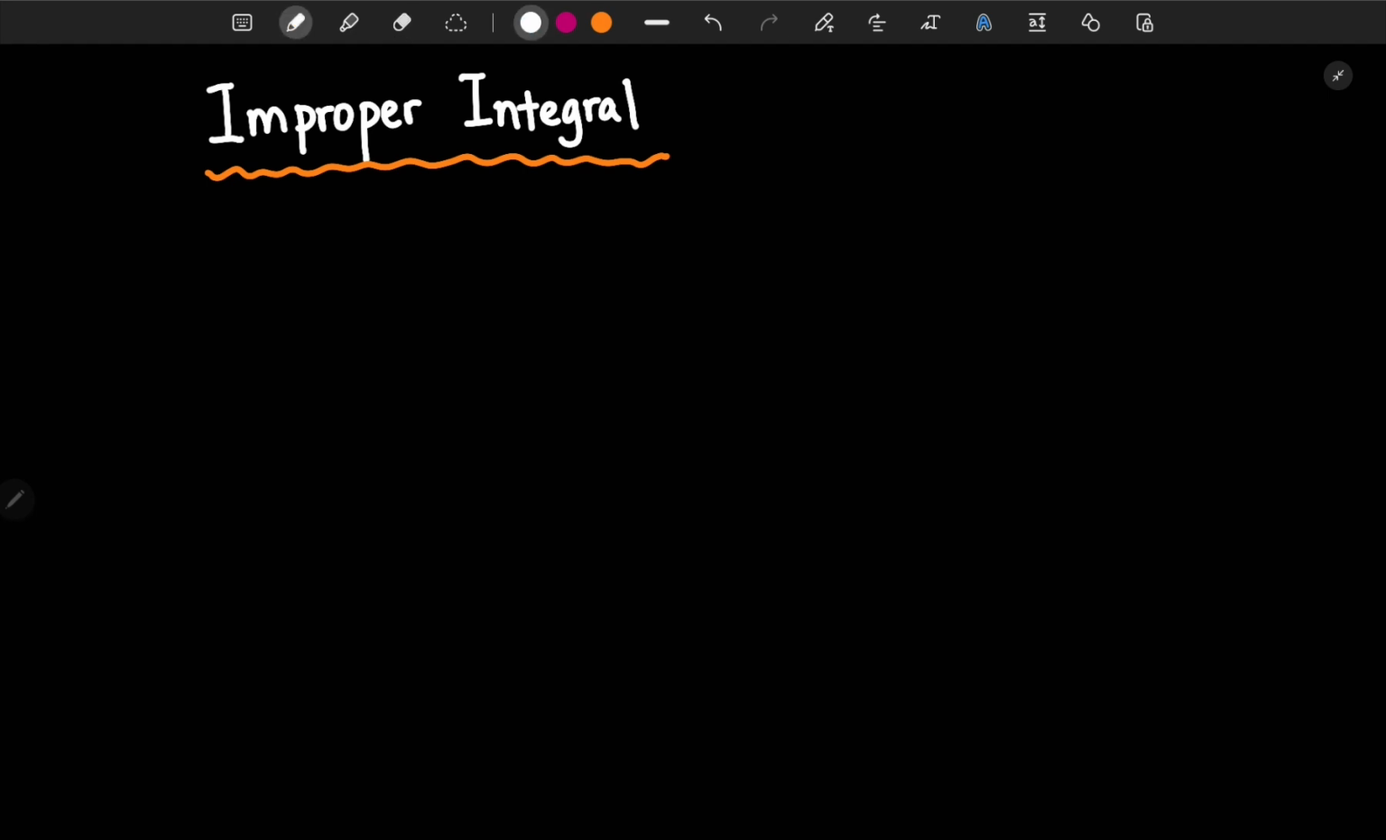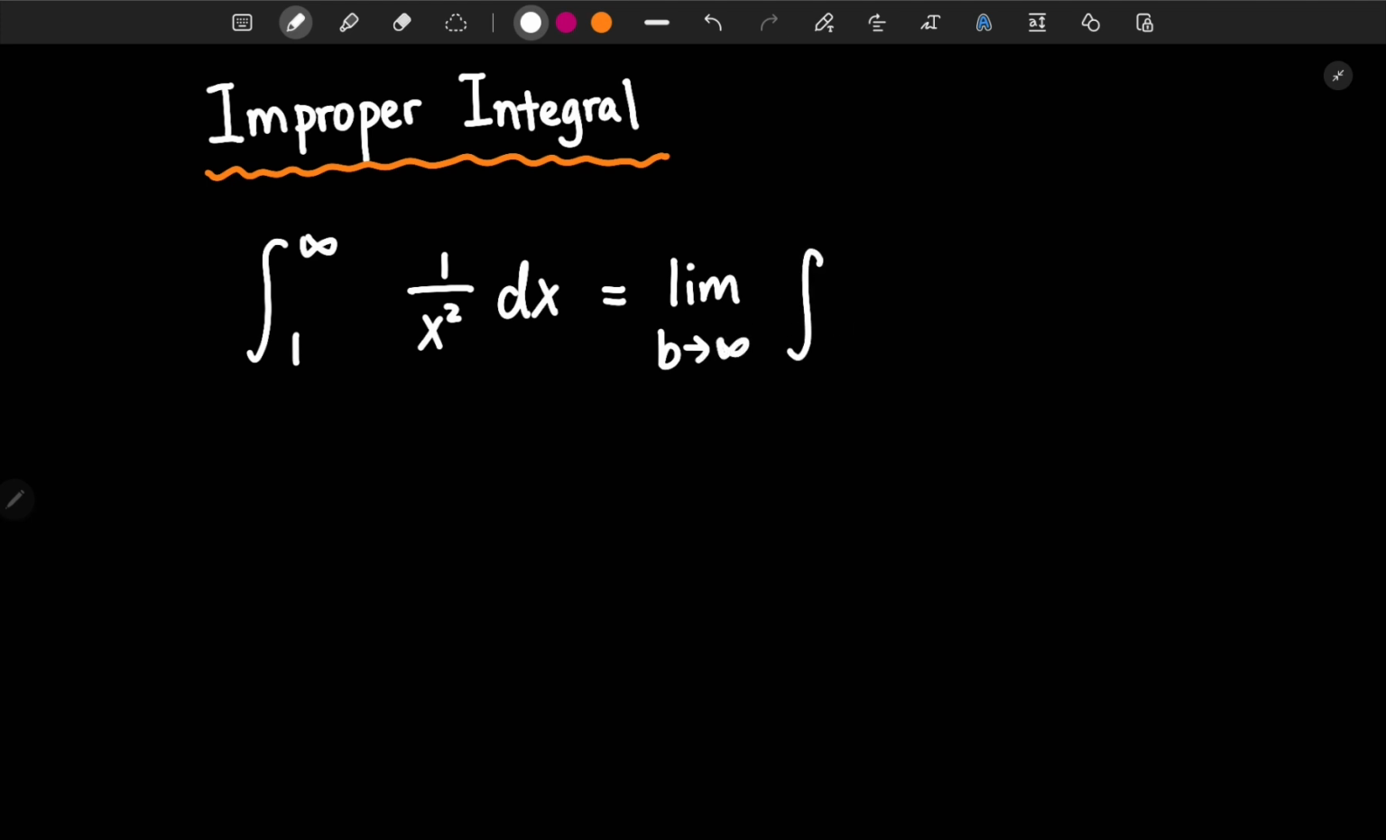Okay, let's look at some examples. For example, we have the integral from 1 to infinity of 1 over x squared dx, which we write in terms of a limit. That's going to give us the limit as b goes to infinity of the integral from 1 to b of 1 over x squared dx, where we don't change the function here.